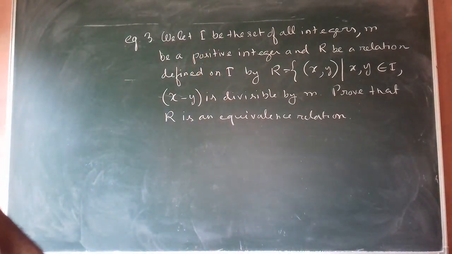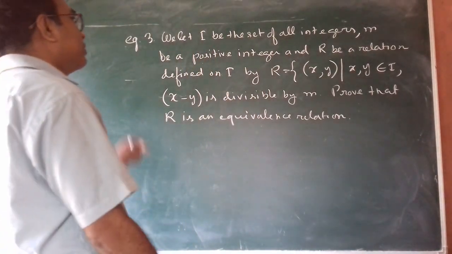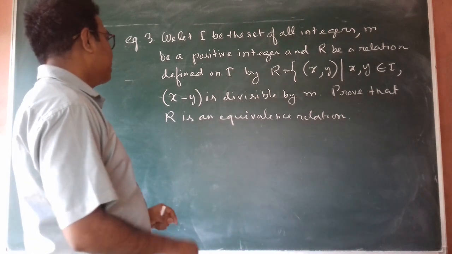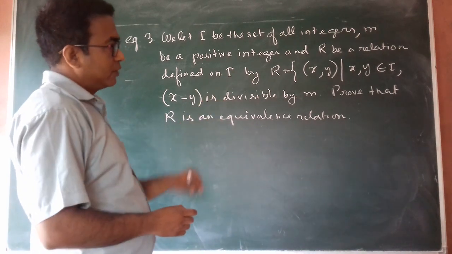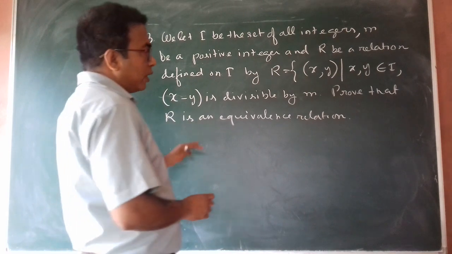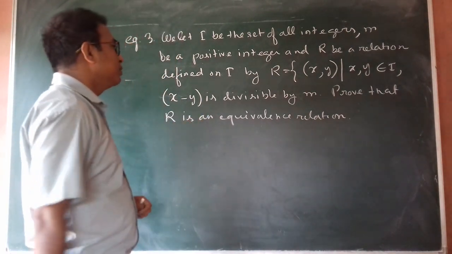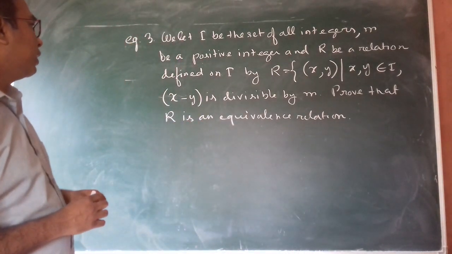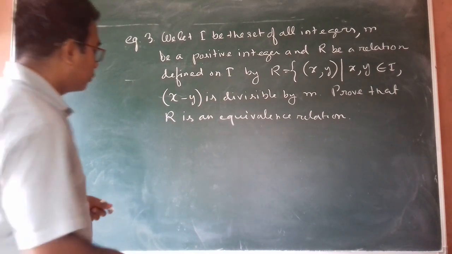So we let I be the set of all integers, m be a positive integer, and R be a relation defined on I by R equal to {(x, y) such that x, y are integers and x minus y is divisible by m}. We need to prove that R is an equivalence relation. So the proof will be like this.